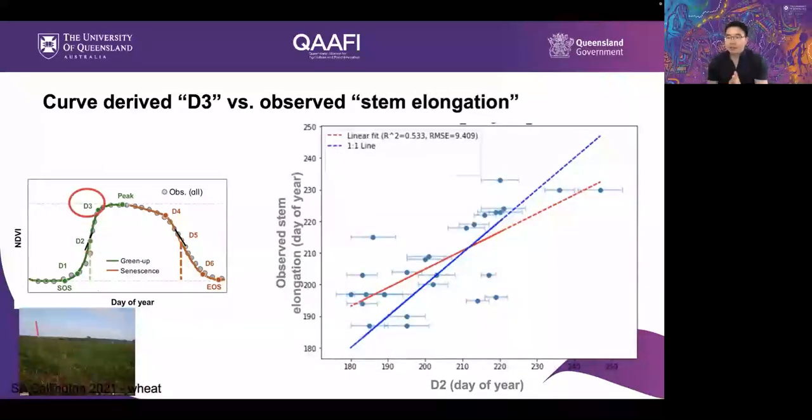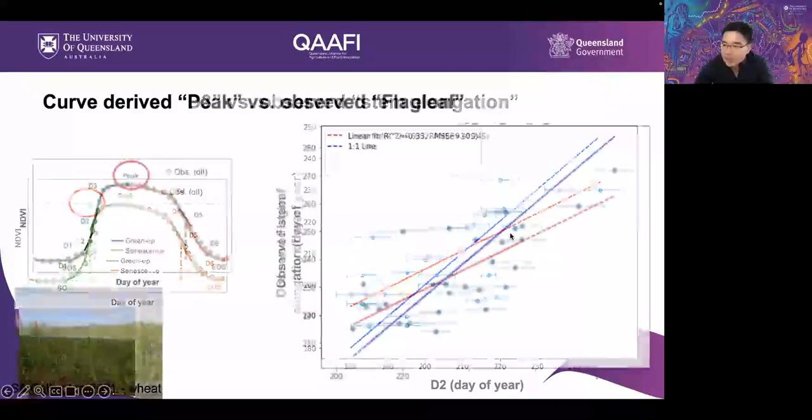And this slide illustrates the comparison between the D3 feature point derived from the NDVI curves and the observed stem elongation stage. This scatter plot shows a spread of data points indicating some level of variation. However, there's still a clear linear relationship between the remote sensing data and the actual observations. Despite these variations, the R square and the root mean square error are still suggesting that the model is actually capturing the general trend of the stem elongation stage. While there is still room for improvement if provided with more data, there is fundamentally some sound basis for using a remote sensing approach to estimate the timing of stem elongation.